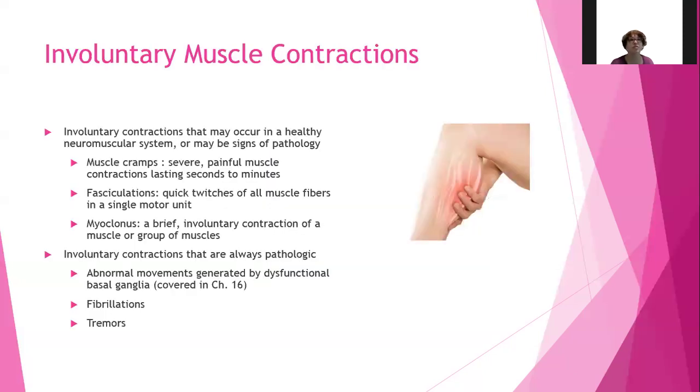So involuntary muscle contractions, they happen to us all. They can occur in a healthy neuromuscular system, or it might be a sign of pathology. So muscle cramps, who hasn't had a cramp? We've all had cramps, and there are a million things that cause them. But by definition, it's a severe painful muscle contraction lasting seconds to minutes. Fasciculations are quick twitches of all muscle fibers in a single motor unit. And myoclonus is a brief involuntary contraction of a muscle or group of muscles. So it's just like muscle contraction.